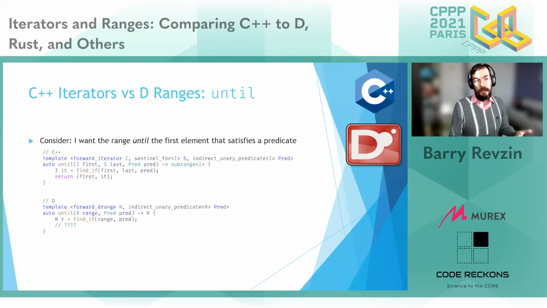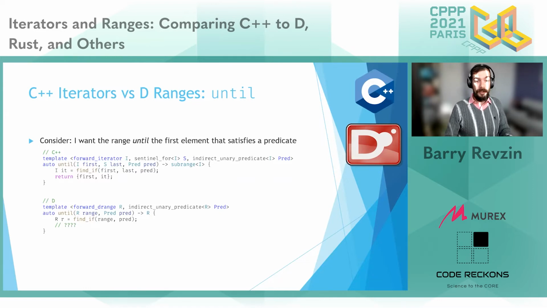In D, okay, so we might start out doing the same thing. We call findIf, but now what? Now we're kind of stuck, because I got the last half of the range, the one that starts at the element that satisfies the predicate, but in D, I can't go backwards. There's no way to say, give me the range from the start to R. There's no way to flip it. That's not part of the model. So I can't really do it that way.